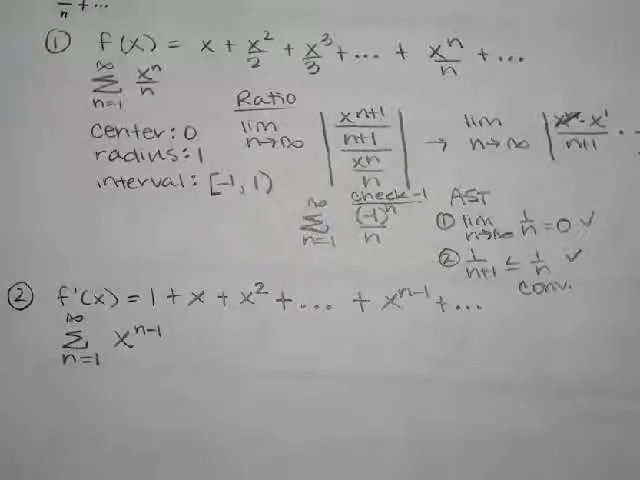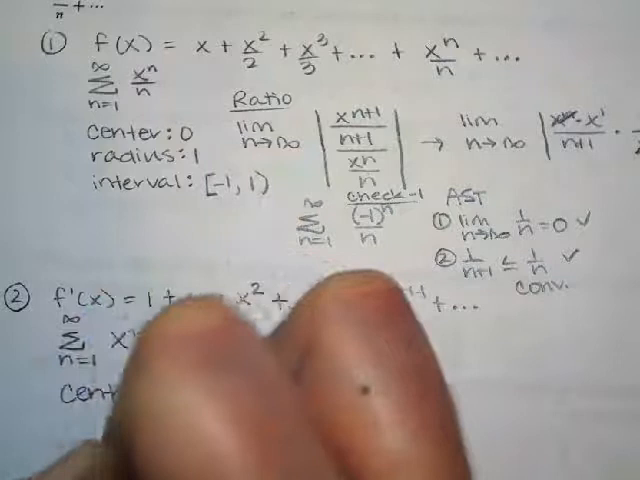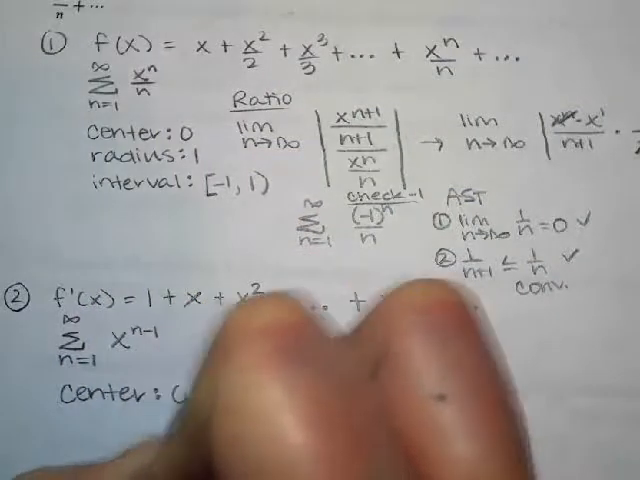So, what's the center? Center 0. Are we all cool with how we find the center? Yes? It's just because we have an x. We don't have an x minus 2. If we had x minus 2, the center would be 2. So because we have an x, the center is 0.